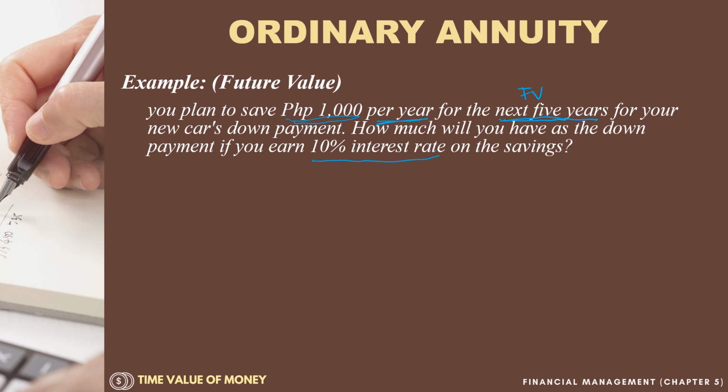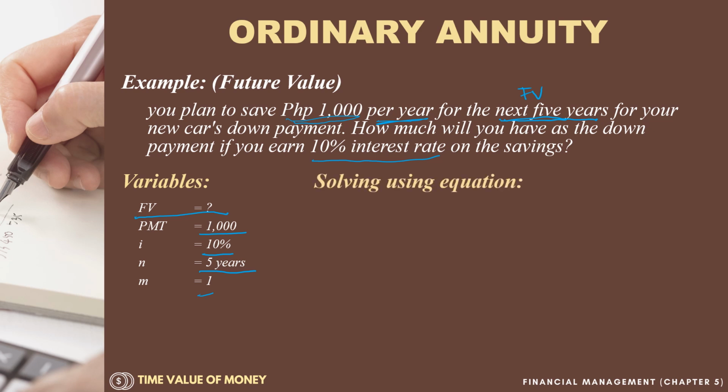So again, before we can solve this problem, we will first look into the variables. So here are the variables. Again, for the future value, we are looking for the future value here, and then the payment, that is 1,000 per year, and then I, or the interest, that is 10%, and then the N is 5 years. Okay, for the next 5 years, and M here, or the number of periods per year, is only 1 because the interest is compounded annually.